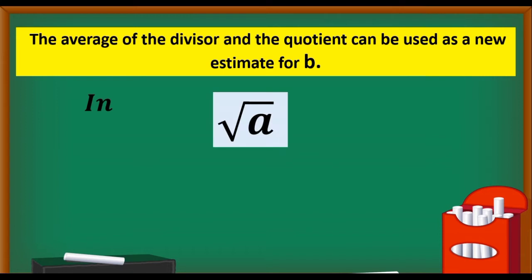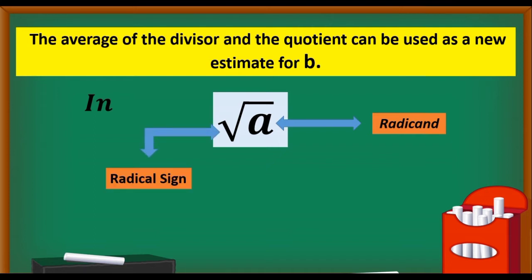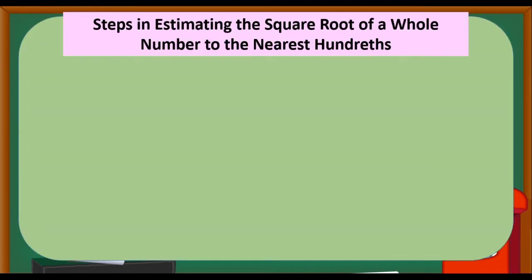So, in this symbol or given, yung A po o yung number natin na nasa loob, siya po yung tinatawag nating radicand. At yung symbol natin ay radical sign. So there are steps in estimating the square root of a whole number to the nearest hundredths. So ang mag-estimate lang po tayo. Pero bago yon, tingnan muna natin yung step-by-step procedure.